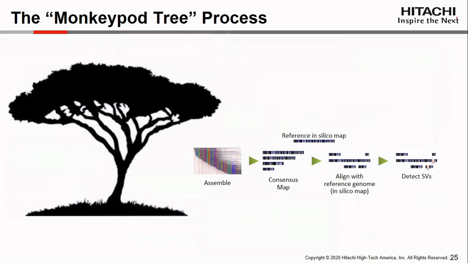The monkey pod tree process uses more of the available reads to create longer and ultimately fewer contigs. As stated previously, the assembly process was designed this way so as not to require seeding from the reference and preserve the integrity of the reads as purely representative of the sample, resulting in a truly de novo assembly.